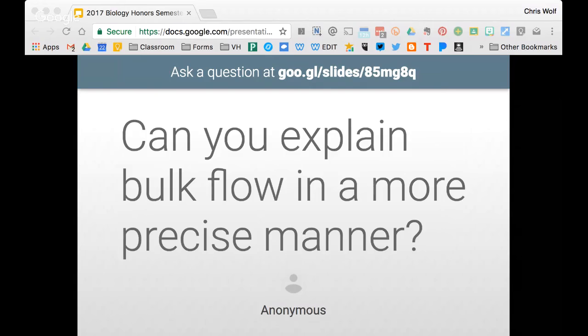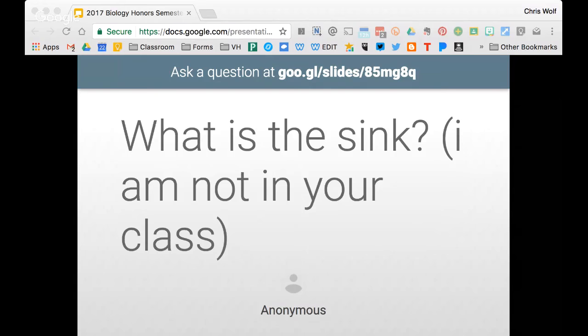I know Mr. Bongers and I talked about this, so using that vocabulary term sink, don't stress out about that. We have included both terms. We kind of describe what a sink is on the final. So don't worry about knowing what the sink necessarily is. As long as you understand it's where sugar needs to go, you're good.